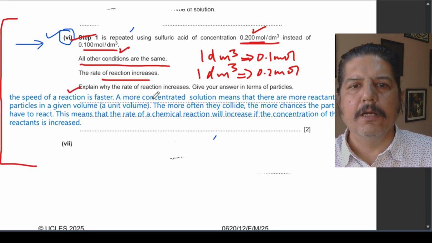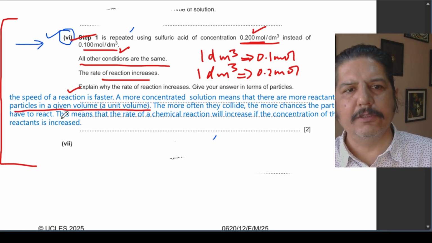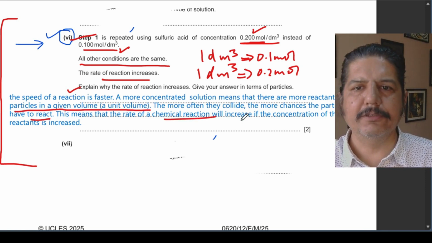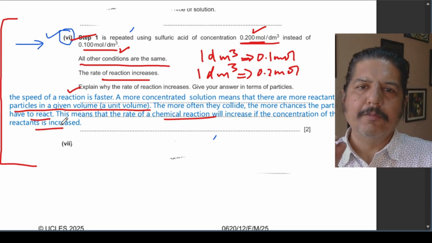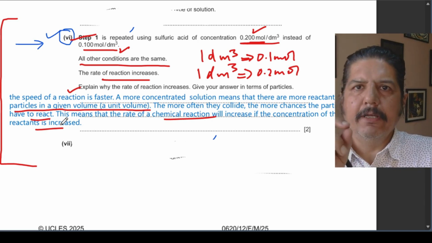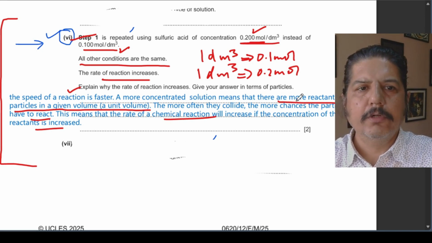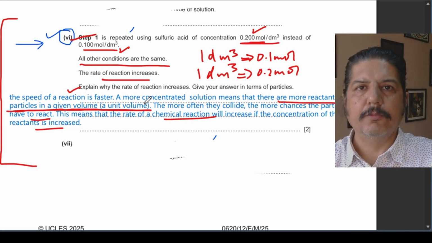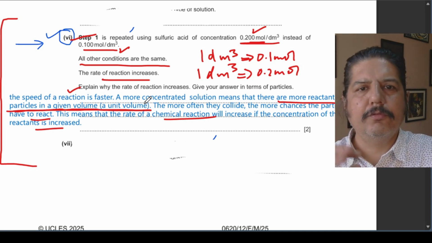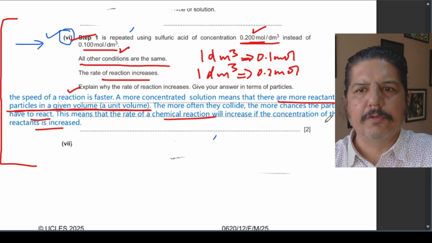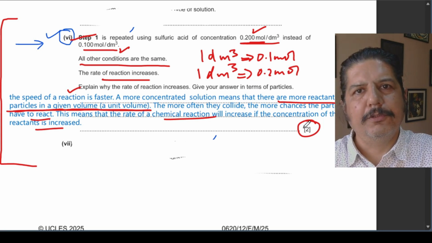I have mentioned it here. More concentration means that there are more reactant particles in a given volume. The more they collide, the more chances particles have to react. This means the rate of chemical reaction will increase if the concentration of the reactants is increased. As I've told you before, you have to be very clear about the language that you are using. So, for example, in this question, you need to mention that there are more reactant particles in a given volume. This phrase has to be mentioned when you are answering the question. For a theory question, MCQ is fine, but when you are answering a 2-mark question, you have to be clear about your wording. The appropriate word should be used.